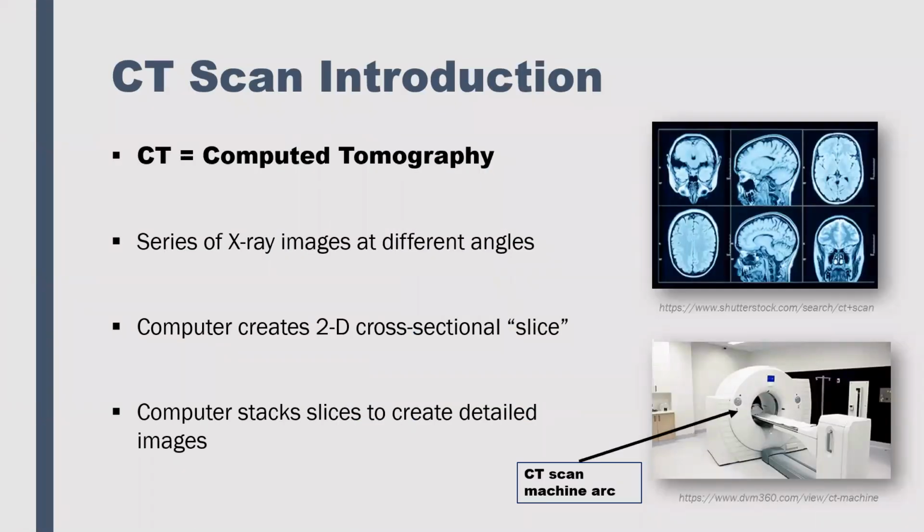CT stands for computed tomography. CT scans obtain images by emitting a series of narrow X-ray beams through the human body as it moves through the arc of the CT machine. The arc moves and captures detailed X-ray images at hundreds of different angles.